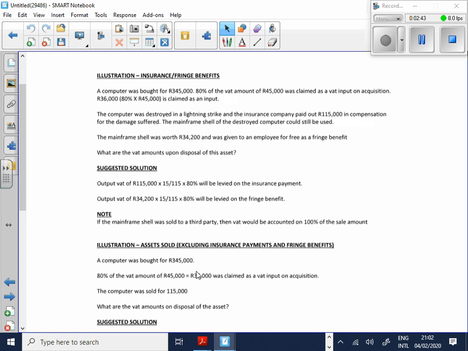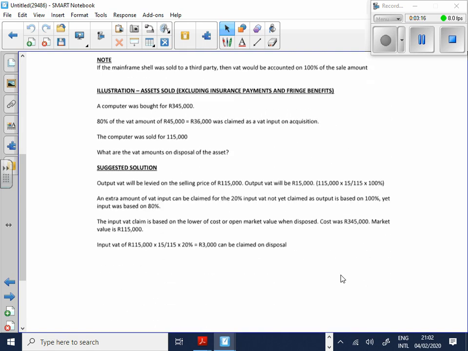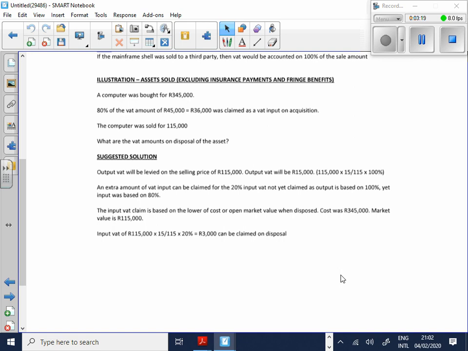So do you guys see it's 115,000 times 15 over 115 times 80%. And then I've got there the mainframe shell was worth 34,200 and was given to the employee as a fringe benefit. Okay? Now guys, because it's a fringe benefit, what are you allowed to do? Times 80% as well. Are you guys comfortable with that? Does this make sense, guys? You happy? Okay. Now, guys, let's imagine we have the same example, but it's not an insurance claim. So the rule is fringe benefit or insurance claim. If it's 80% input, it's 80% output.